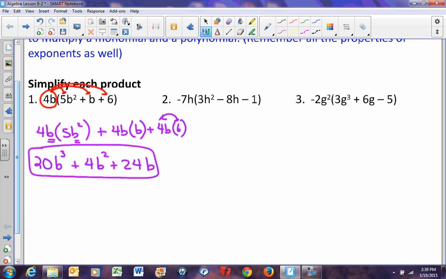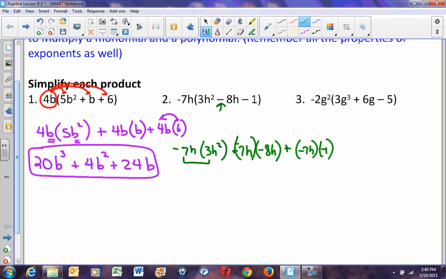If we look at problem number 2 here, which I'll do in a different color so it can be easily seen, I'm going to take this negative 7h and multiply it by 3h squared. And I'm going to take my negative 7h and multiply it by negative 8h, because there's a negative sign right there, sign goes with number. And then I'm going to take my negative 7h and multiply it by a negative 1. If you want to, you can make this plus a minus right in there.